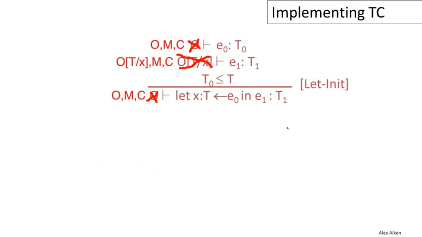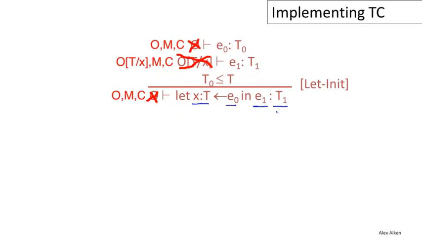So now let's take a look at a somewhat more complex type checking rule and its implementation. Here's the rule for let with initialization. So we're declaring a variable x of type T, and that's going to be visible in the expression E1. But before we execute E1, we're going to initialize x to the value of E0. And then after we've evaluated the entire let expression, we expect to get back something of type T1.